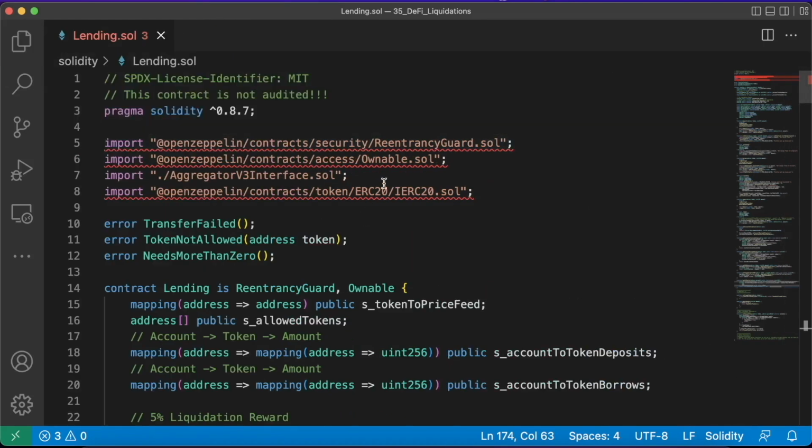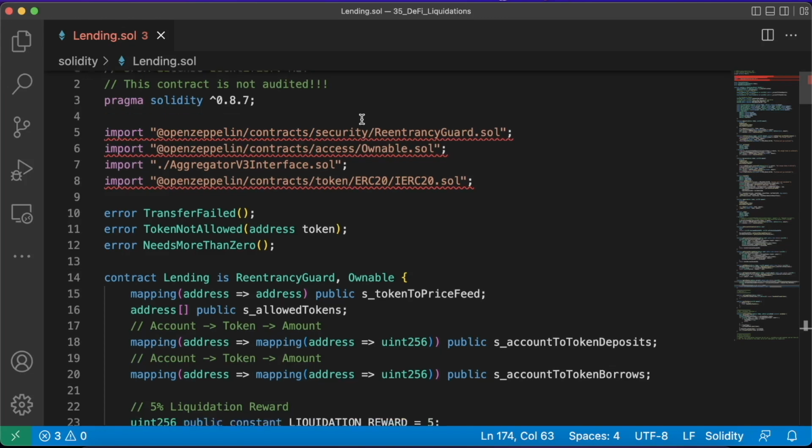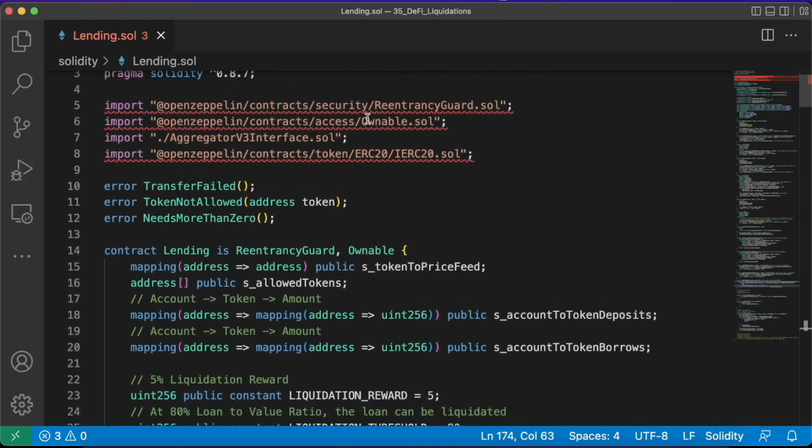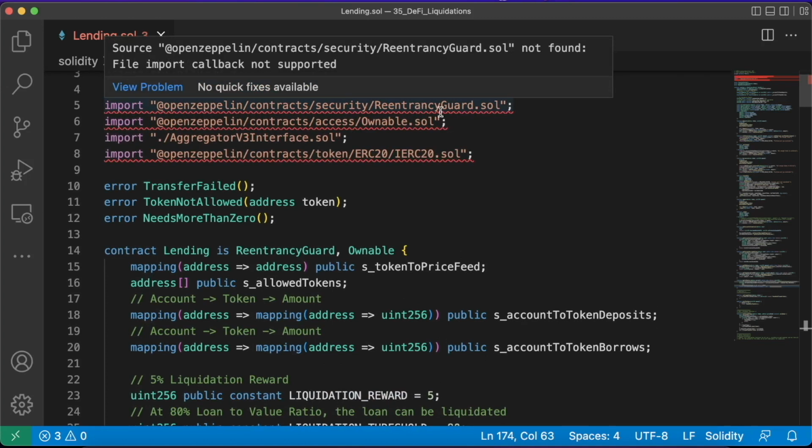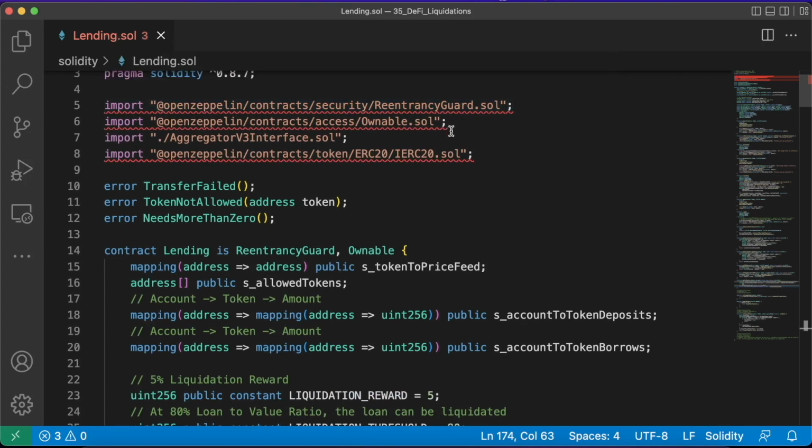We have this contract that of course is not audited, so not meant to be used in production. And we are going to go line by line through it, but we're going to focus on the liquidation part. So we have several files that are important. We have a reentrancy guard, which is to secure against reentrancy, our most important functions.